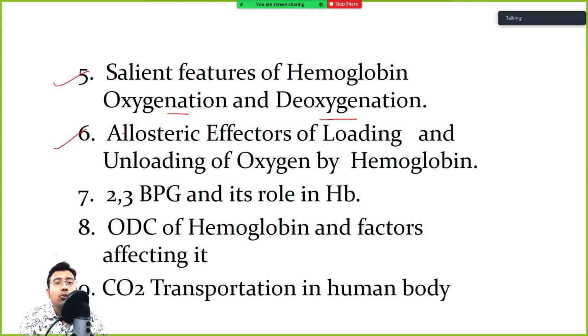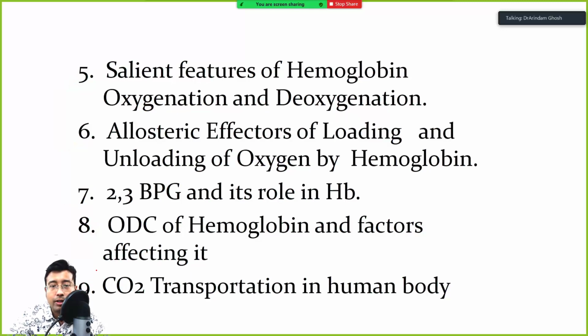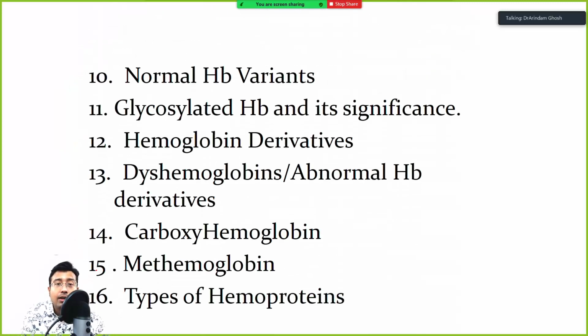Okay. 2,3-BPG and its role in hemoglobin, discussed in much detail. Oxygen dissociation curve of hemoglobin and the factors that affect it, discussed. Carbon dioxide transport in the human body, okay, carbaminohemoglobin and via the bicarbonate buffer, those are also very important. Next, normal hemoglobin variants, embryonic hemoglobin, fetal hemoglobin, adult hemoglobin, A1, A2, right?